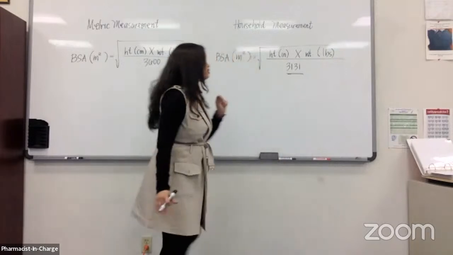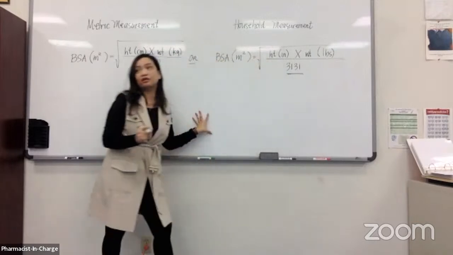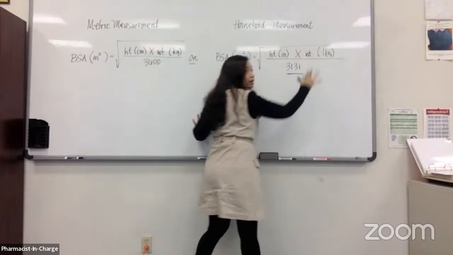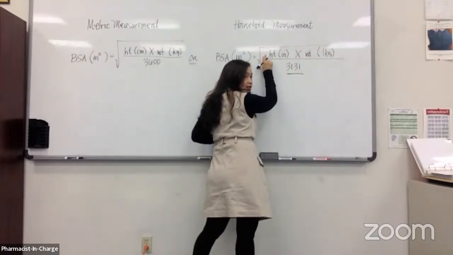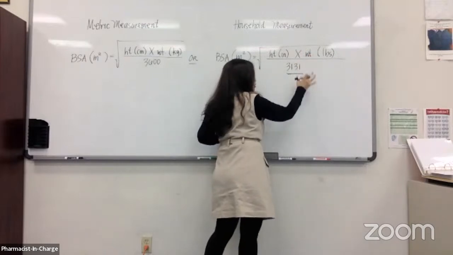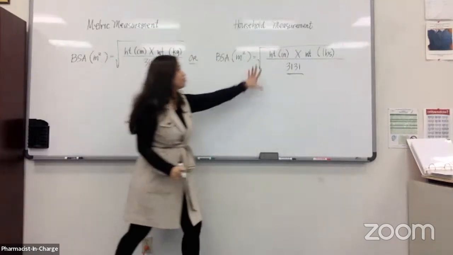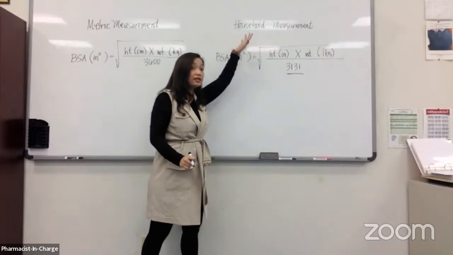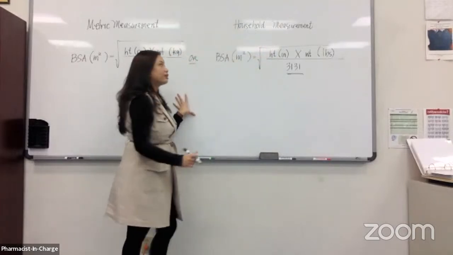Another thing, the square root is not only for the numerator. The square root covers this whole thing, which means you have to multiply the height and the weight, press equals, divided by 31 before you could get the square root. It covers the whole thing, not just the numerator. Take note.